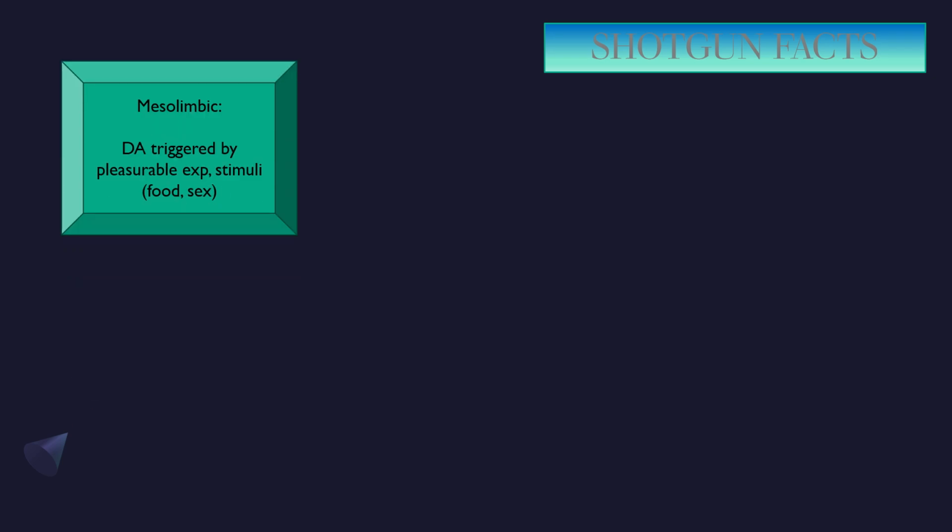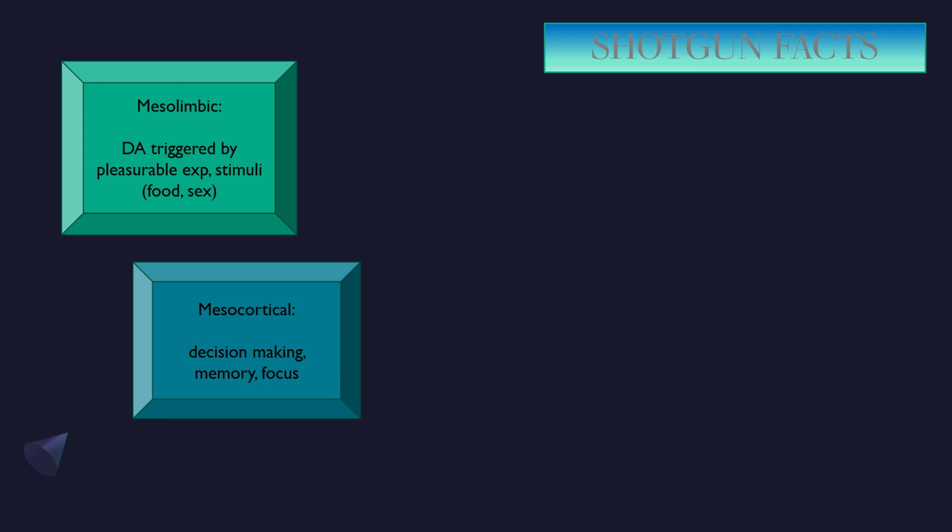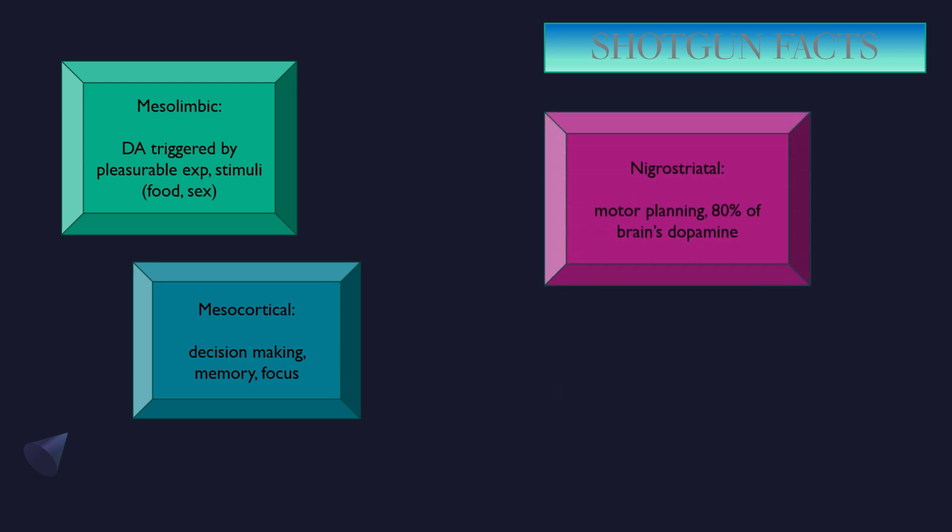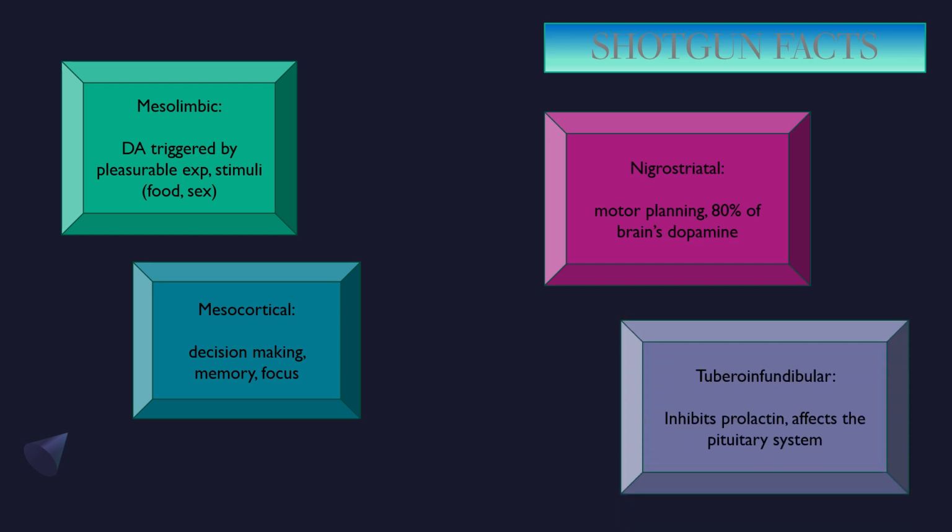High-yield information. The mesolimbic can also be triggered by pleasurable experiences. The mesocortical is dynamic for decision-making, memory, and focus. The nigrostriatal supports motor planning and contains 80% of the brain's dopamine. The tuberoinfundibular inhibits prolactin, thereby affecting the pituitary system.